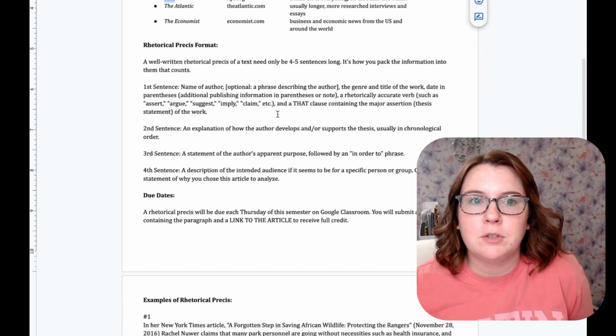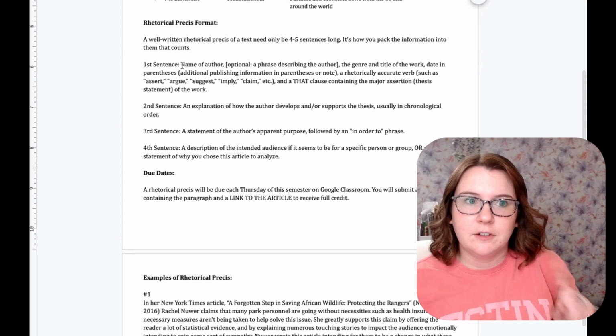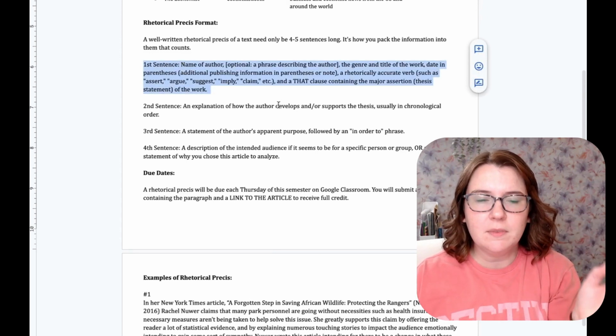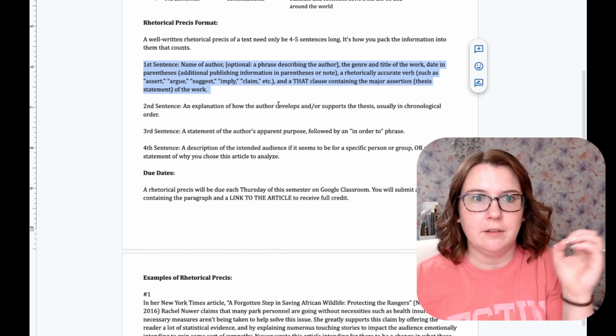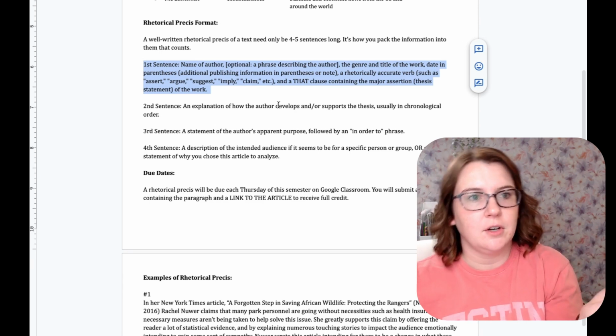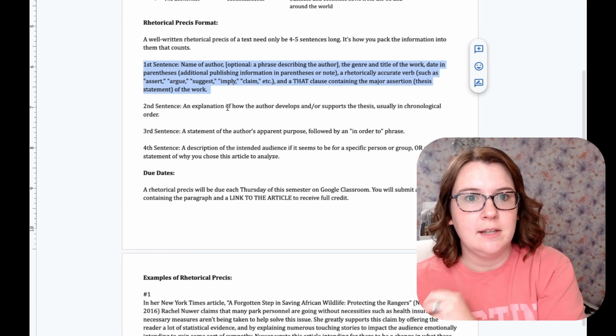So the format of a rhetorical précis is really only 4 sentences. And the first sentence is super formulaic. It should be the author, the genre and title of the work, the date in parentheses, a rhetorically accurate verb such as asserts, argues, suggests, implies, claims, and a that clause containing the major assertion.